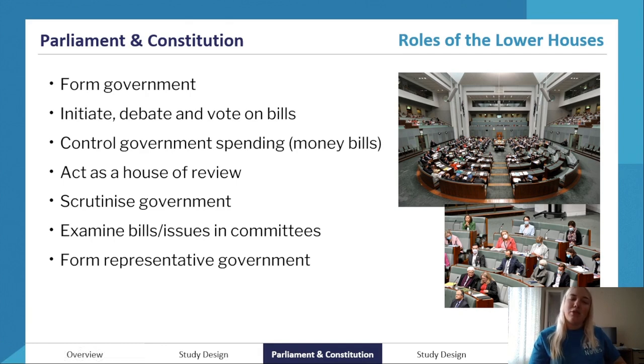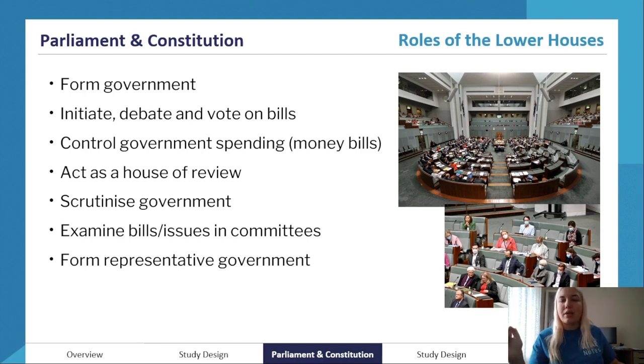Okay? They also act as a house of review. Again, because bills can be initiated in the upper house as well, meaning that the second house that they would go to, if that is successful, is the lower house. So both houses technically have a role as a house of review, both the upper house and the lower house. It just depends on who's getting the bill second. And if the bill is coming to the lower house after being introduced in the upper house first, then the lower house is acting as a house of review.